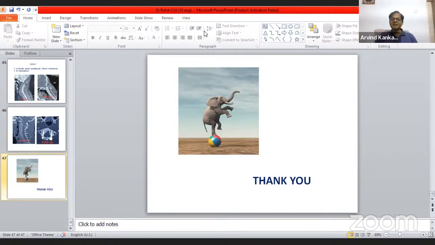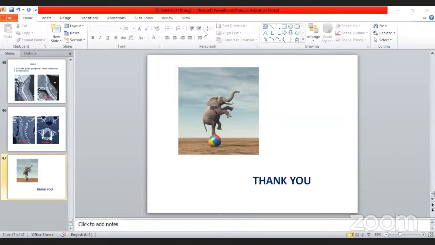Yes, sir. In a young child, once neurological involvement starts, then there is a definite indication for surgery. Yes, then it is 100% surgery. You have to do surgery. Then there is no option.